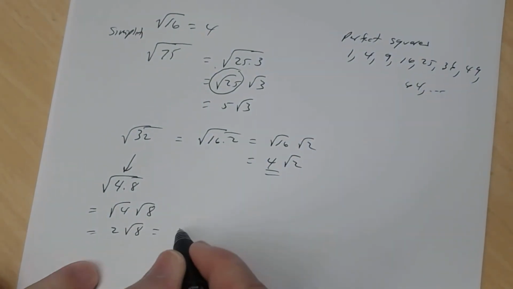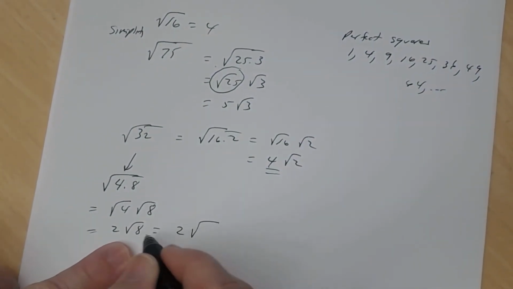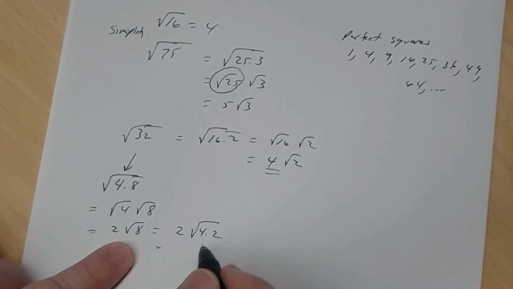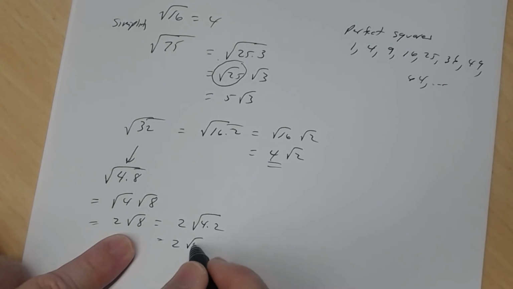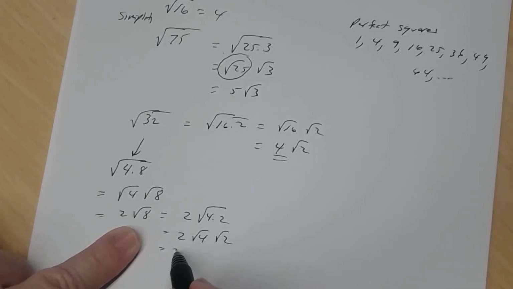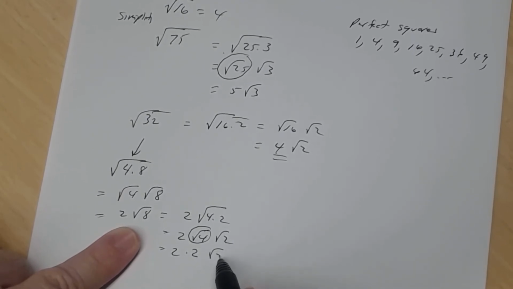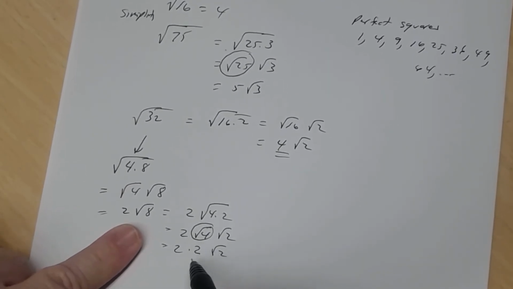I can rewrite this as 2 times the square root of, remember 8 now it's 4 times 2. And I can rewrite the square root of 4 times 2 as the square root of 4 times the square root of 2. So I get this 2. The square root of 4 is 2. And then I get square root of 2. 2 times 2 is 4. So I get 4 square root of 2.